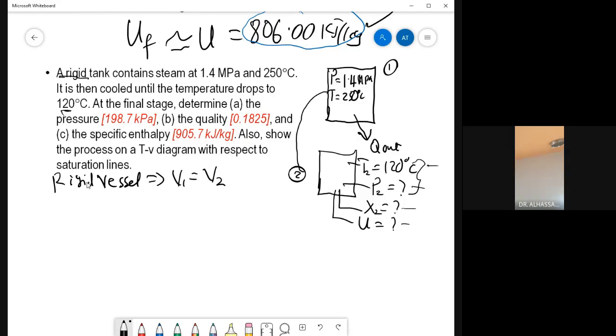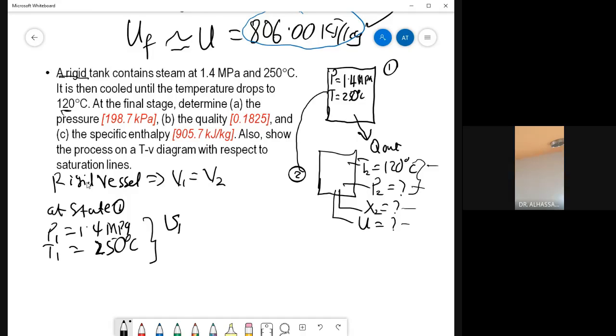Okay? So now we need to go back to state one. At state one, we know P1, 1.4 megapascal, and T1, 250 degrees Celsius. So we don't know the state of this fluid. We need to find the specific volume that corresponds to this state, but we need to know the state first. We are only told that a rigid vessel contains steam. What type of steam is it? Is it superheated steam? Is it compressed? Or is it saturated liquid-vapor mixture? Whatever it is, here again, we will determine the T saturation.